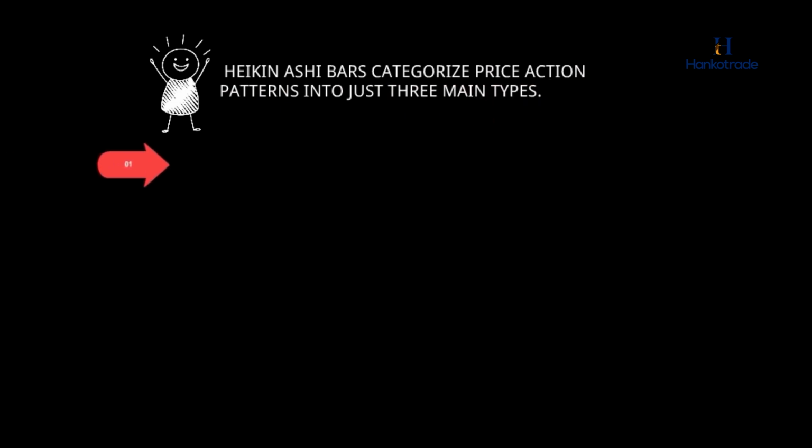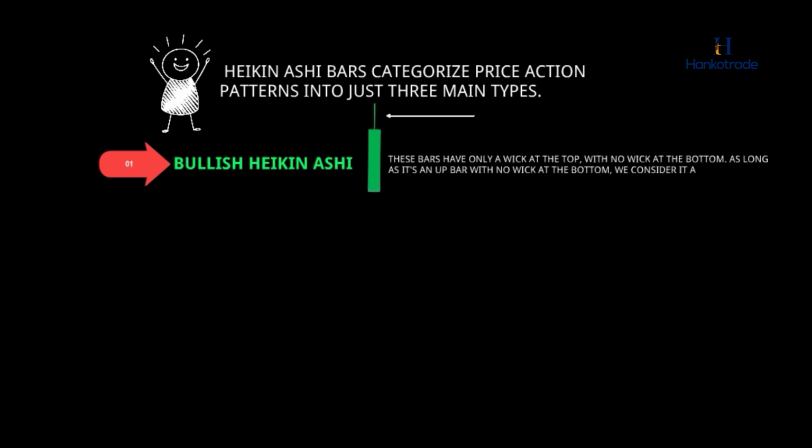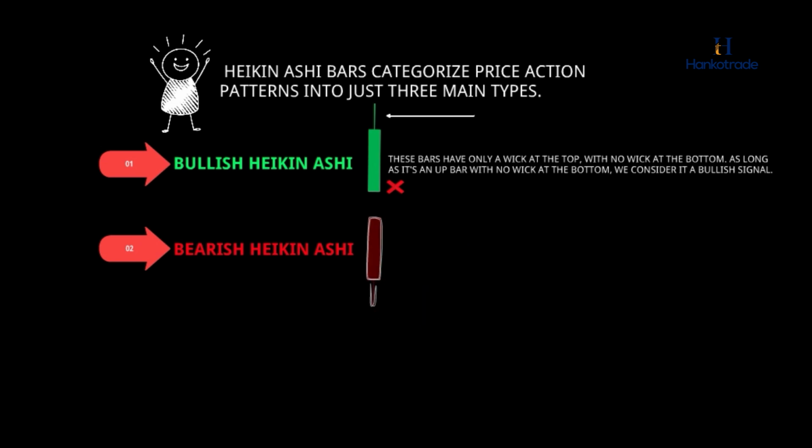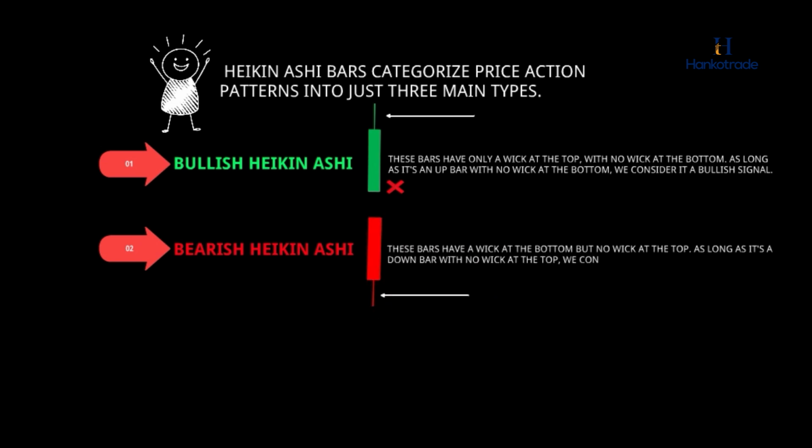First, bullish Heiken Ashi bars. These bars have only a wick at the top with no wick at the bottom. As long as it's an up bar with no wick at the bottom, we consider it a bullish signal. Second, bearish Heiken Ashi bars. These bars have a wick at the bottom but no wick at the top. As long as it's a down bar with no wick at the top, we consider it a bearish signal.